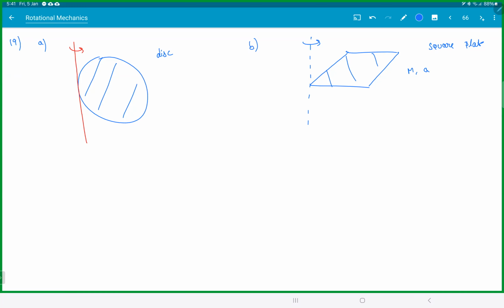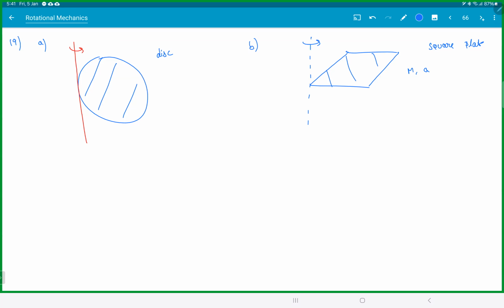First one, mr square by 4, no record. Right, Adrit, Arjun. Nee, Ali, that is wrong. Now look at the A part, okay? A part, you are asking about an axis in the plane.